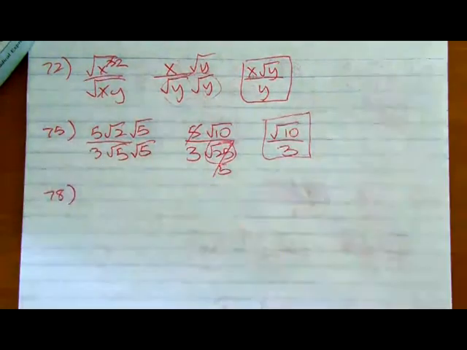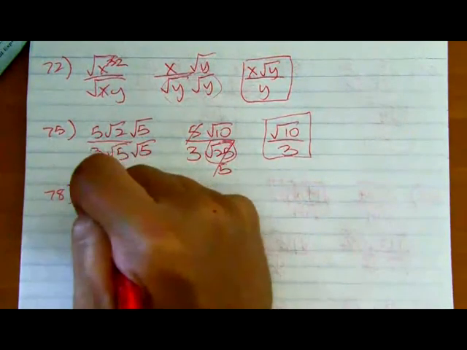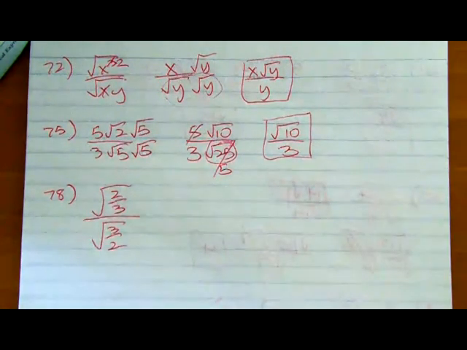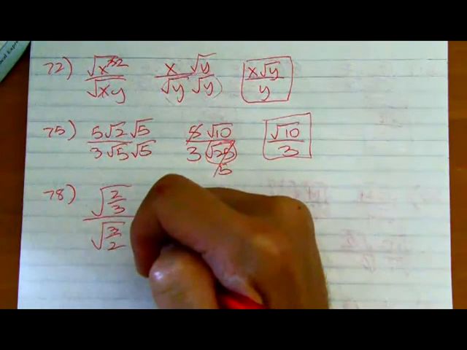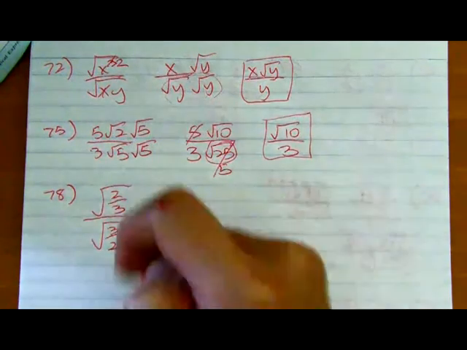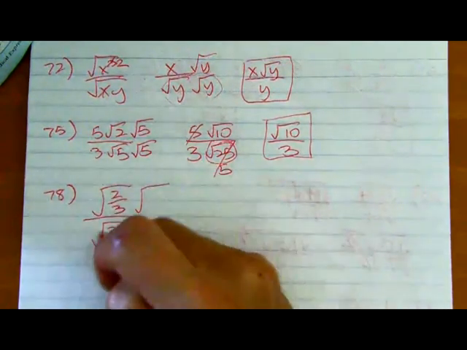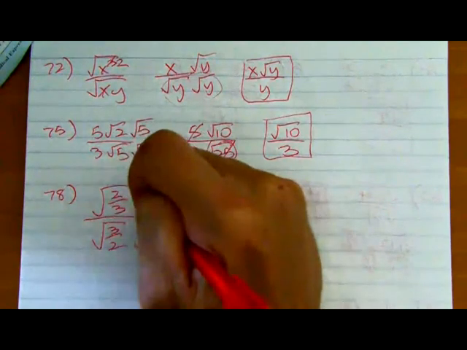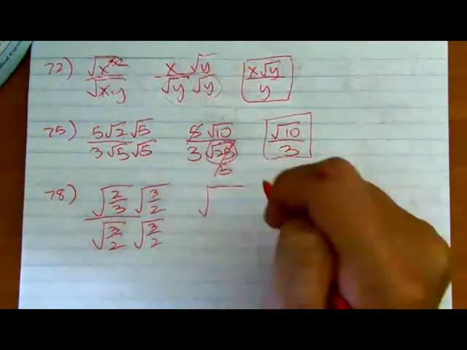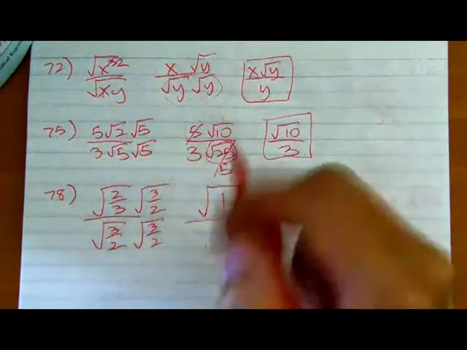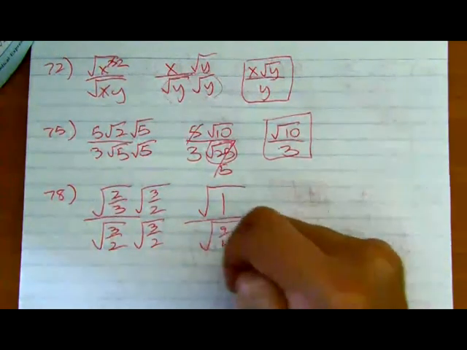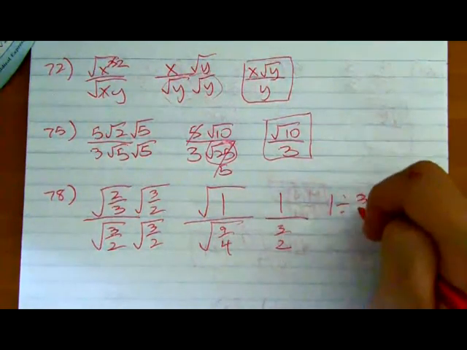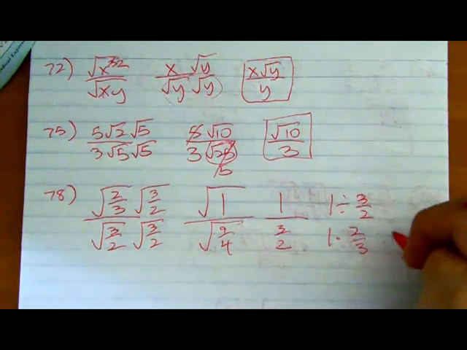Last one. 78. Oh boy. Radical 2/3 over radical 3/2. We can't have a radical in the denominator. There's a whole bunch of ways we could do this. Okay. We need to multiply top and bottom so that this denominator is rationalized. I could go 3/2. That's one way to do it. So this would be square root of 1, 6 over 6. This would be square root of 9/4. Okay, we square root what we can. This is 1 over 3/2. 1 divided by 3/2. 1 times 2/3, which is 2/3.